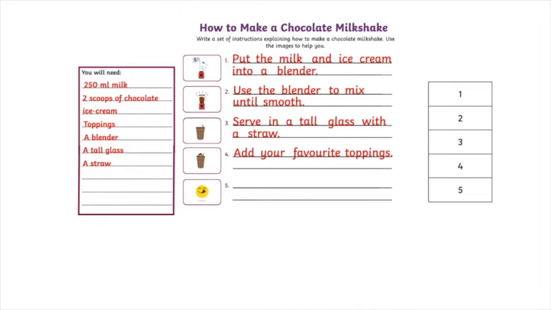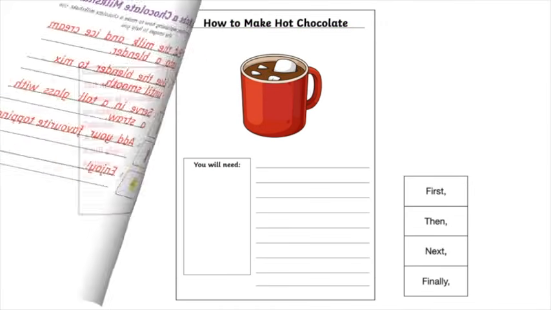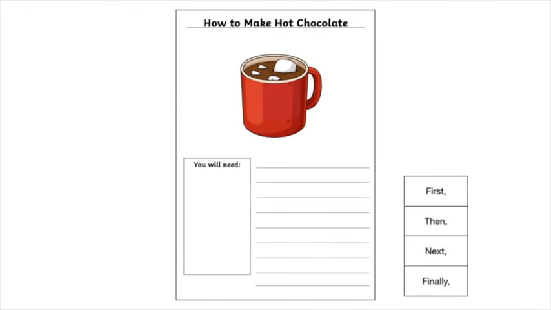Toppings could be some whipped cream. Some people like to put whipped cream on their chocolate milkshake. Some people like to put sprinkles on their chocolate milkshake. And 5, enjoy.